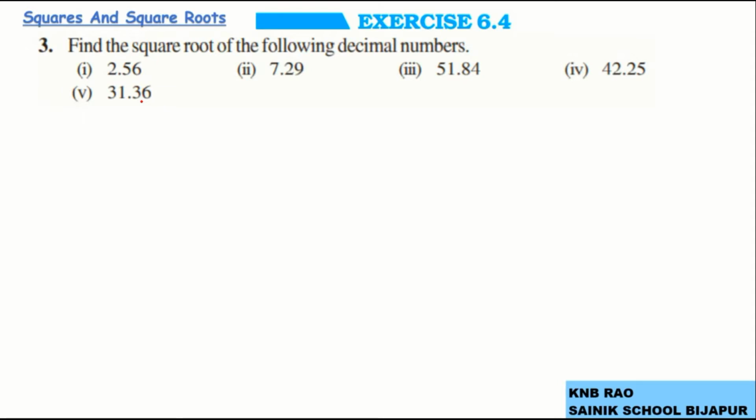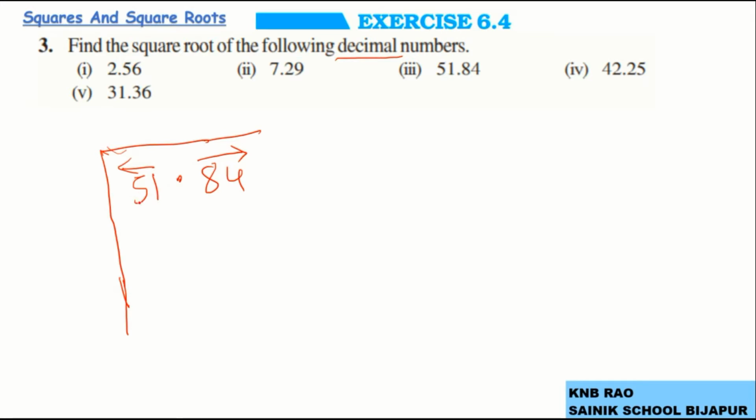Next, question number 3. We are asked to find the square root of these following decimal numbers. There is not much difference whether it is a decimal number or a normal whole number. The procedure is the same, whereas only in the decimal portion will you find a difference. When you find the square root of, let's say, 51.84, you make pairs towards the right in the decimal portion and towards the left in the integer portion.